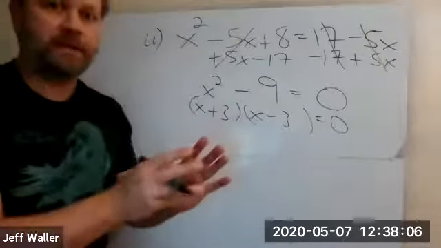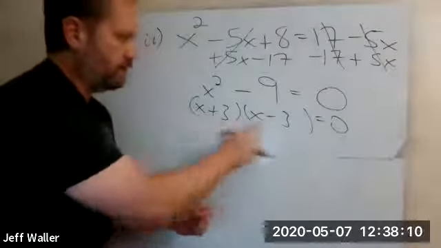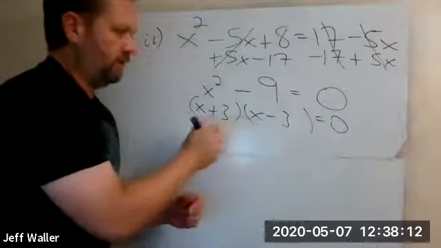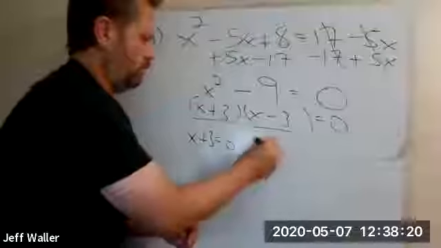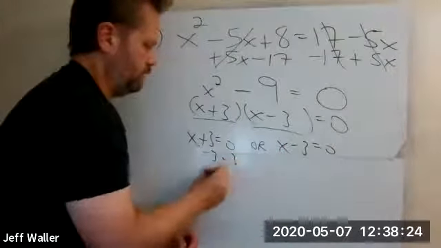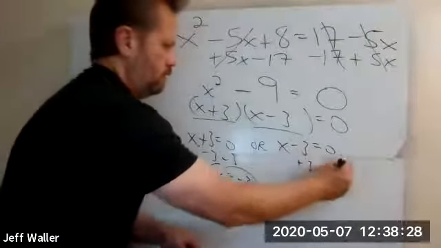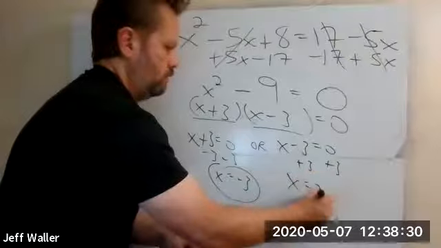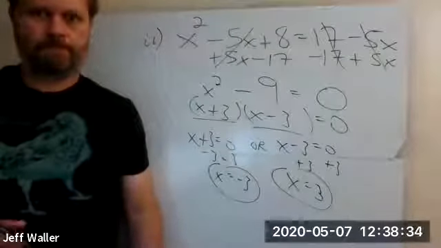Have I gotten the answers yet? Do I know what X is? No. So what can I say now that I got this factored? What two things can I write down? Either this equals 0, or that equals 0. So either I get X is -3 or I get X is 3. Okay. Like we need the X's.